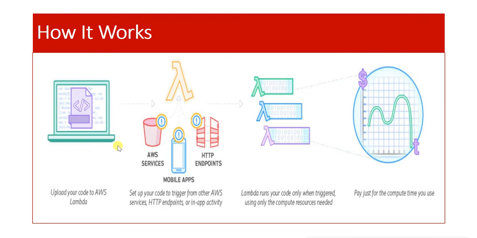Other AWS services, mobile apps, or HTTP endpoints, that is API Gateway. Whenever a trigger happens, that will invoke the Lambda function. Then that Lambda function will execute, and the code, the business logic that you have written, will run. Monitoring and logging are already there on CloudWatch, and you just pay for your computing time. You don't need to pay for idle time.